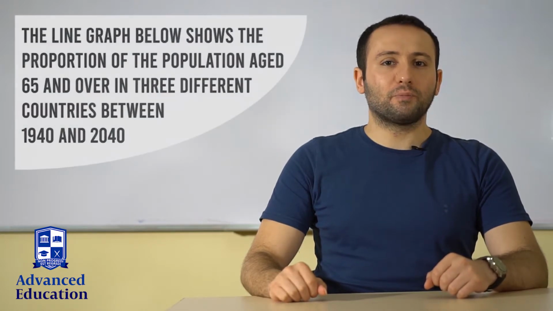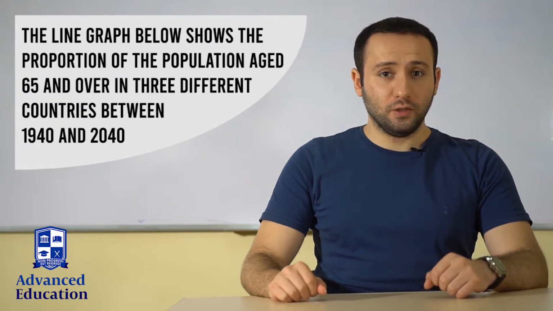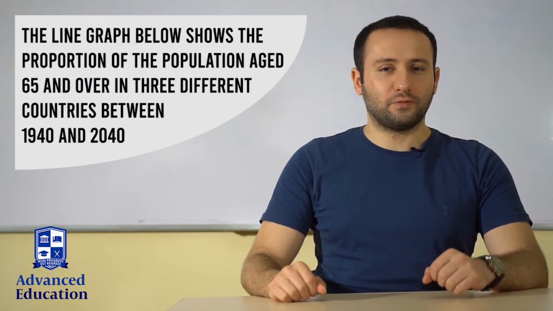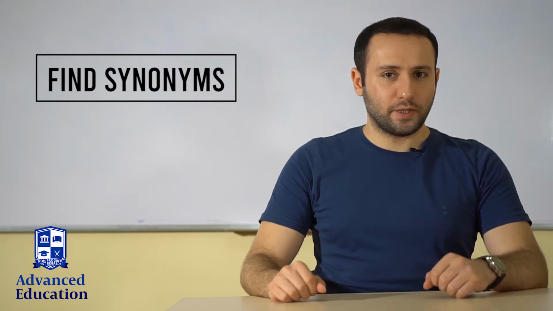The first sentence, you have to paraphrase the question itself. The question can be as follows. The line graph below shows the proportion of the population aged 65 and over in 3 different countries between 1940 and 2040. It's a very popular example. So what do you need to do in the first sentence? You just need to synonymize some words.